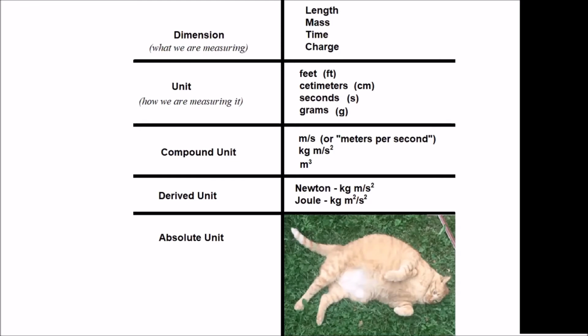A compound unit, things like meters per second, is when you take different units and shove them together in various ways. Kilograms, meters per second squared, meters cubed, those are compound. Derived units are things that we have named. We've given specific names to some units, like newtons and joules. These are compound units, but once we name them, they become derived units. And then, of course, we've got this absolute unit right there.